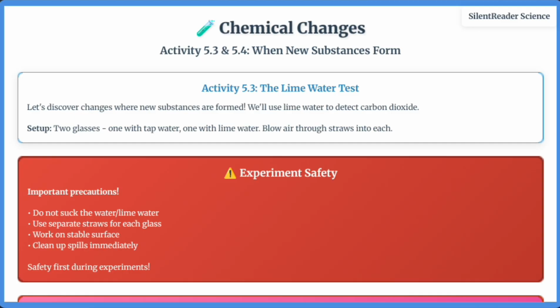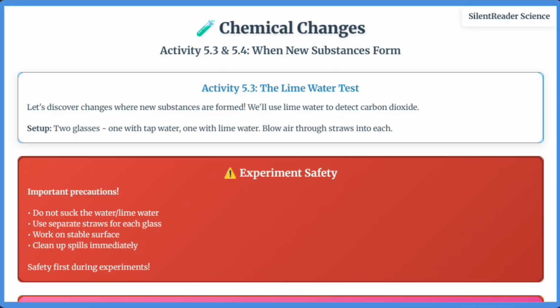Now let's explore chemical changes through Activities 5.3 and 5.4, where new substances are formed. In Activity 5.3, we blow air through straws into two glasses, one with tap water and one with lime water. The tap water just shows bubbles, but the lime water turns milky white. This happens because the carbon dioxide in our breath reacts with calcium hydroxide in lime water to form calcium carbonate, a white insoluble substance. This is a chemical change because new substances are formed.